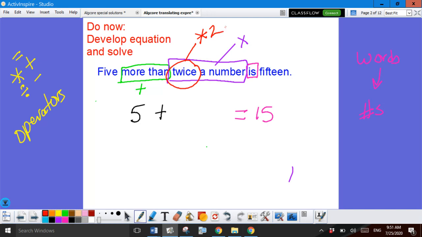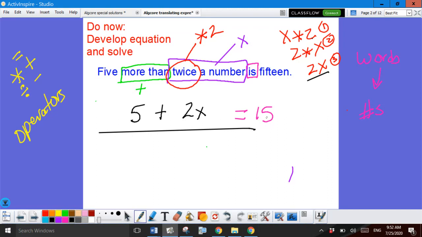Okay, times 2. So if I'm multiplying 2 and X, do I write it like this? Or do I write it like this? Or do I write it like this? So which one of these options, 1, 2, or 3, is actually the best way to write it? Well, if you said number 3, you are correct. We don't write it with the number to the right, and we don't write it with the times symbol. I know that a number next to a letter means multiply. I don't have to put the multiplication in there. So 5 more than twice a number is 15 is 5 plus 2x equals 15.